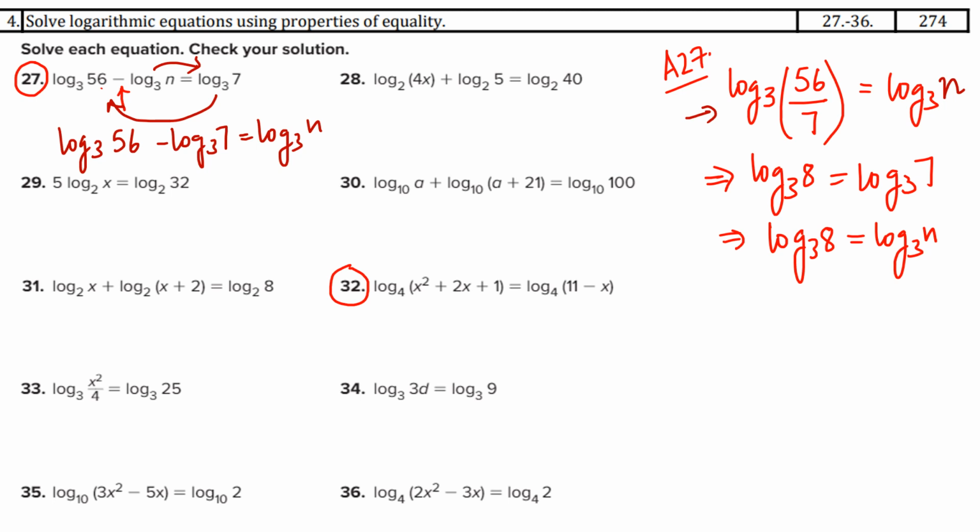Now you can easily see log 3 on both sides. This is actually n now. So here n will be 8. So that's your solution. That was the first part where you solved.